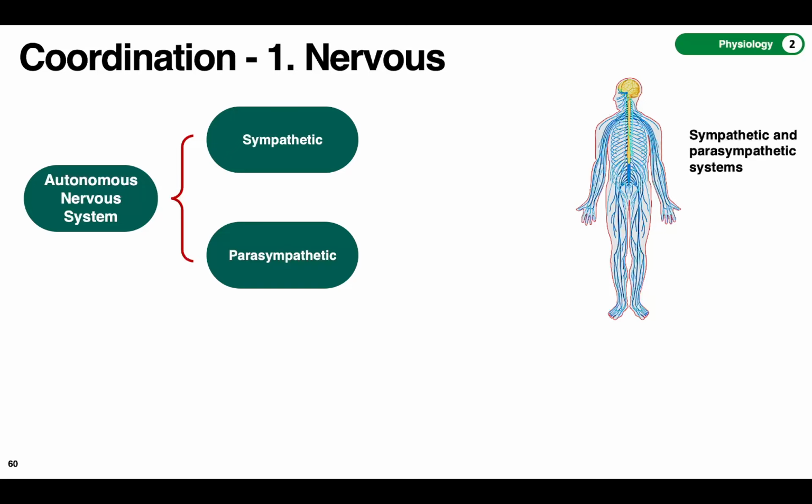Remember the principle about the balance between inhibitors and stimulators. Well, this is one of those examples. So we have what we call the sympathetic system and the parasympathetic system. So let's start with the parasympathetic system.